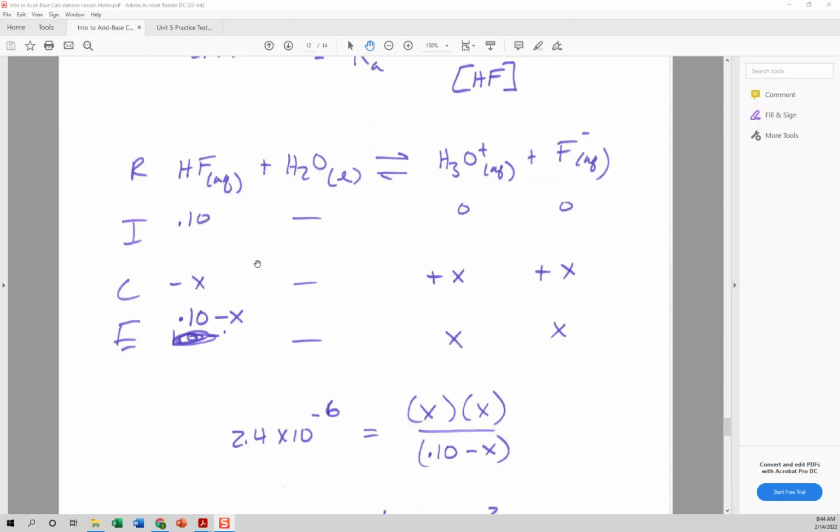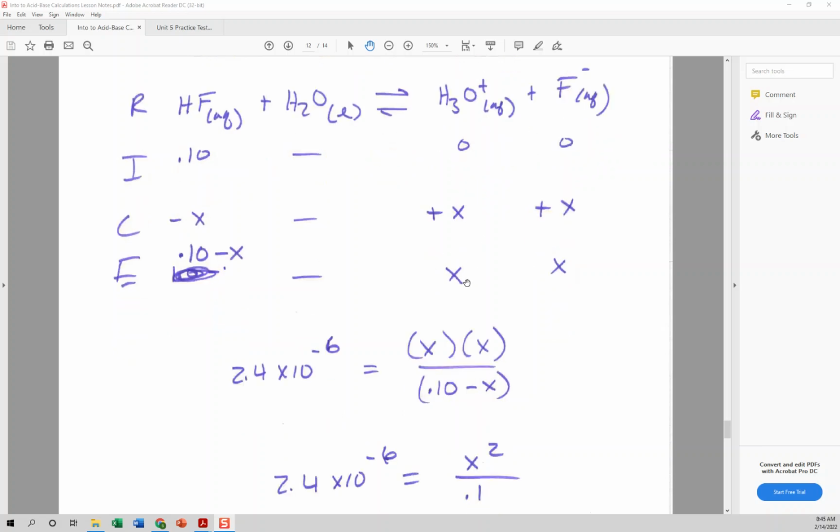If we made a Rice chart, the HF would start at 0.1, we'd lose X, and at equilibrium it would be 0.1 minus X. We'd start out with 0 hydronium and 0 F minus. Now maybe what you're thinking is, do we really start out with 0 hydronium? No, we start out with 1 times 10 to the negative 7, but that's really small, so 0. And we get X and X.